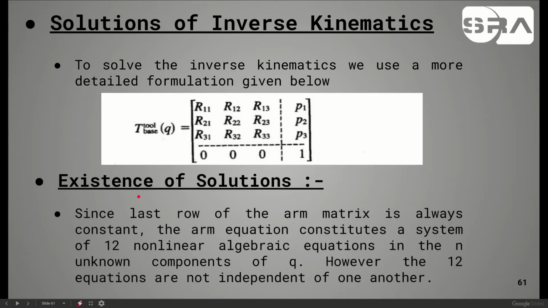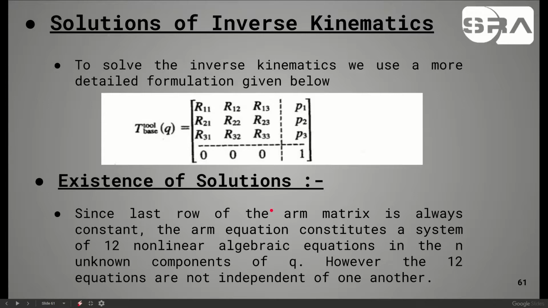Since the last row of the matrix is always constant, we get 12 non-linear algebraic equations. Now this is important. Where can I find 12 non-linear algebraic equations? So first equation is over here. P1 is equal to some expression. Second equation is here. P2 is equal to some expression. P3 is equal to some expression. So we have 3 over here, 3 over here, 3 over here. So in that sense, we have 12 non-linear algebraic equations over here in this matrix.